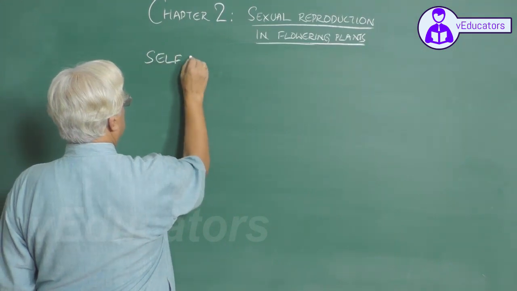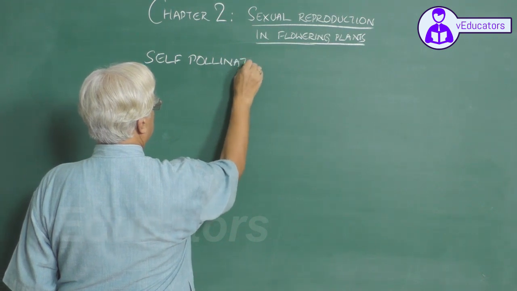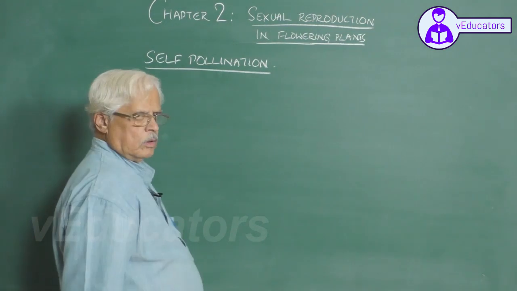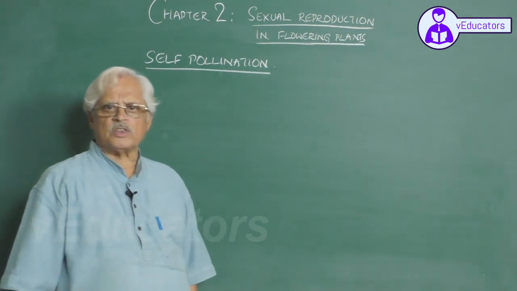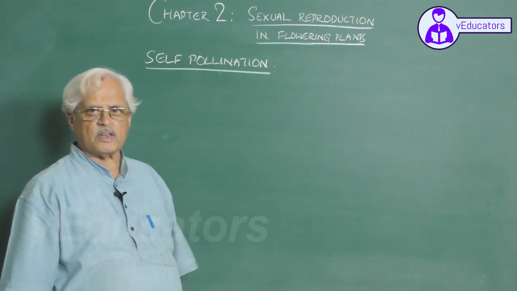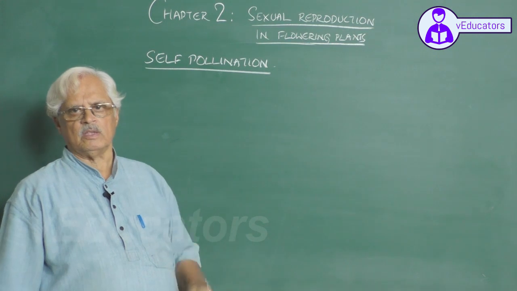Let us first go to self-pollination. We have defined self-pollination as that process where there is transfer of pollen grains from the anther of a flower to the stigma of the same flower.